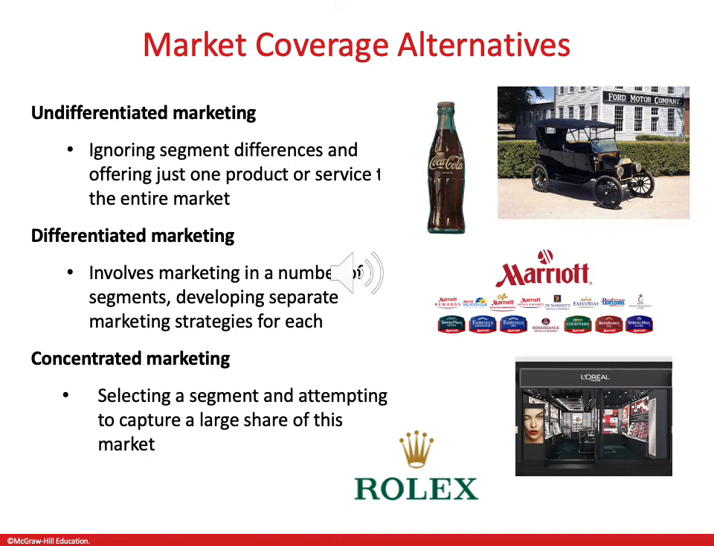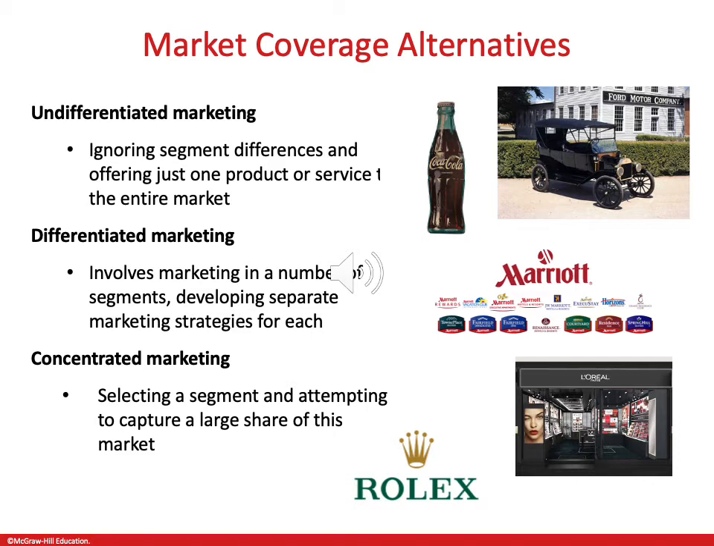So once we've gone through the process of segmenting a population, we then need to make some decisions around how we want to cover this market. So what are our market coverage alternatives? Generally speaking, they fall into these three buckets, this idea of undifferentiated marketing.